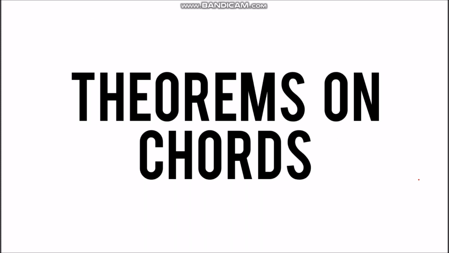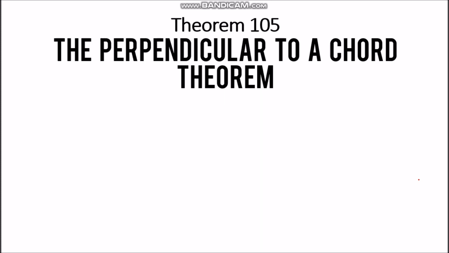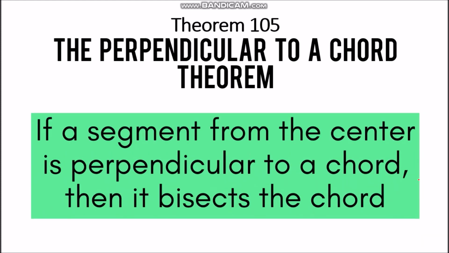For today's lesson, we will be discussing theorems related to chords. Let's start with Theorem 105, or the perpendicular to a chord theorem. This states that if a segment from the center is perpendicular to a chord, then it bisects the given chord. So, the word bisect means that the chord will be divided into two congruent parts. To better understand this theorem, let's have an example.